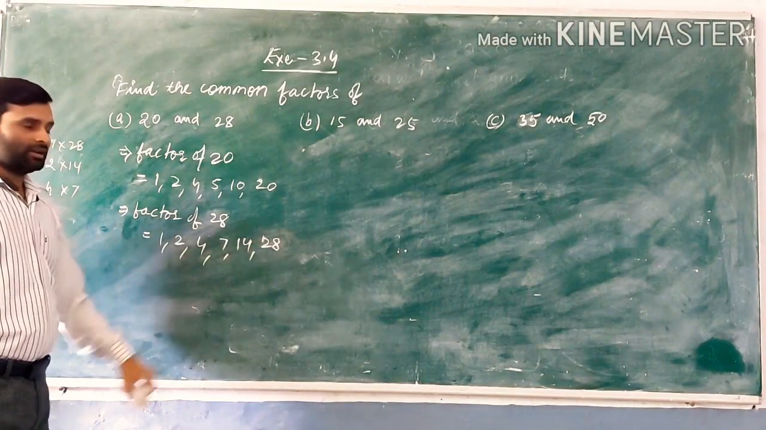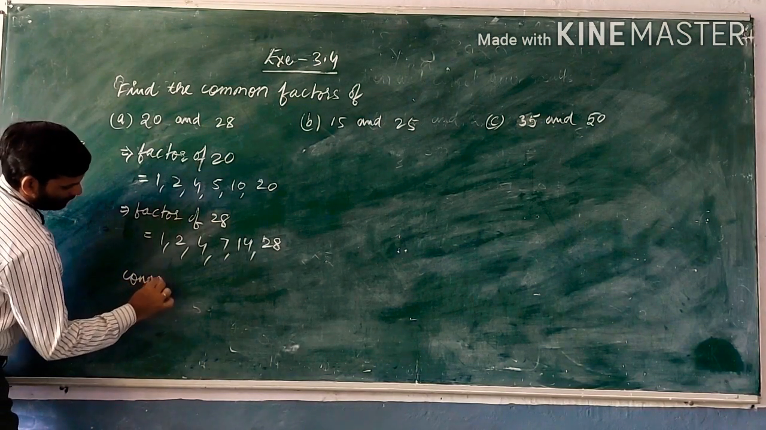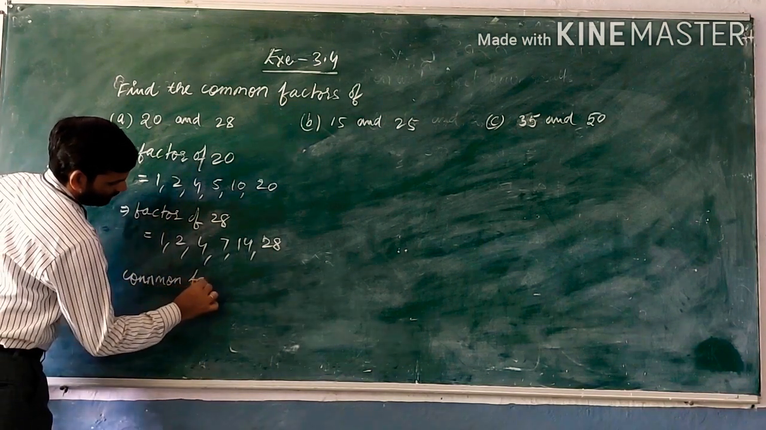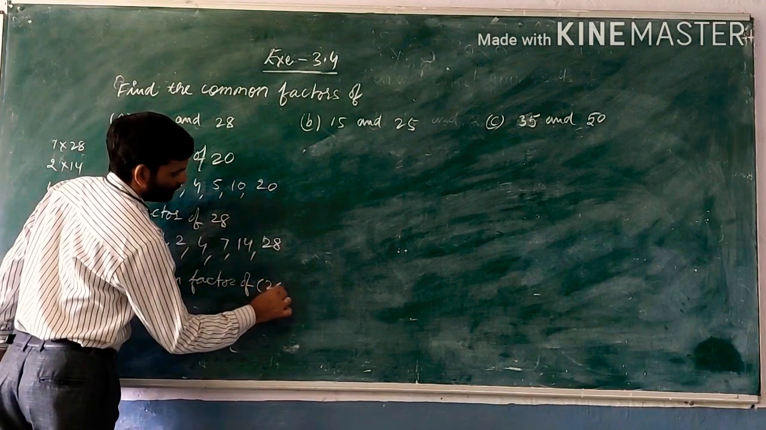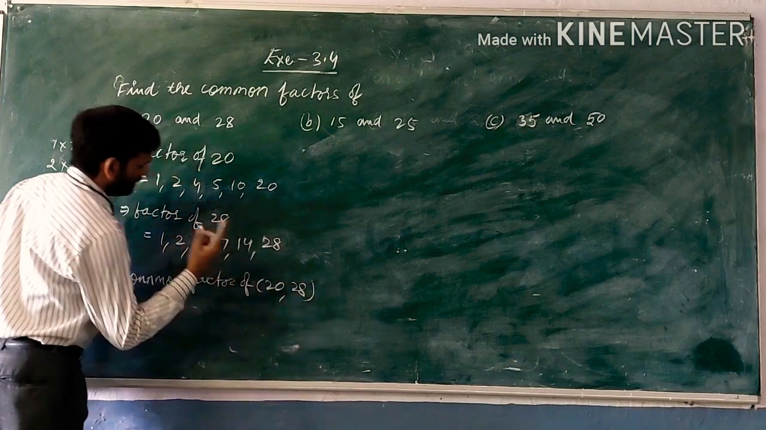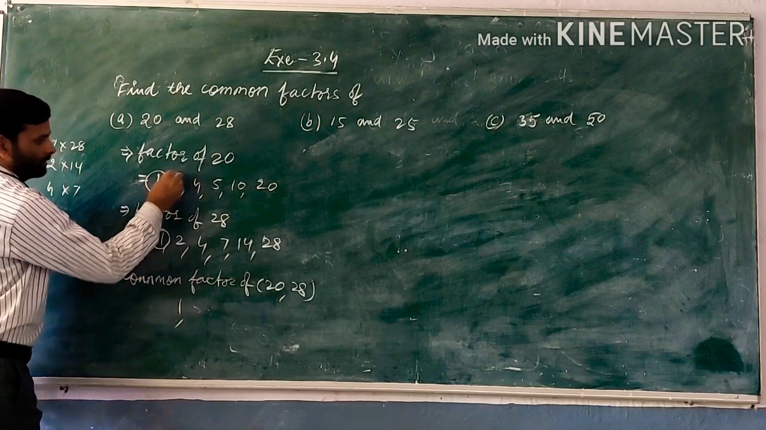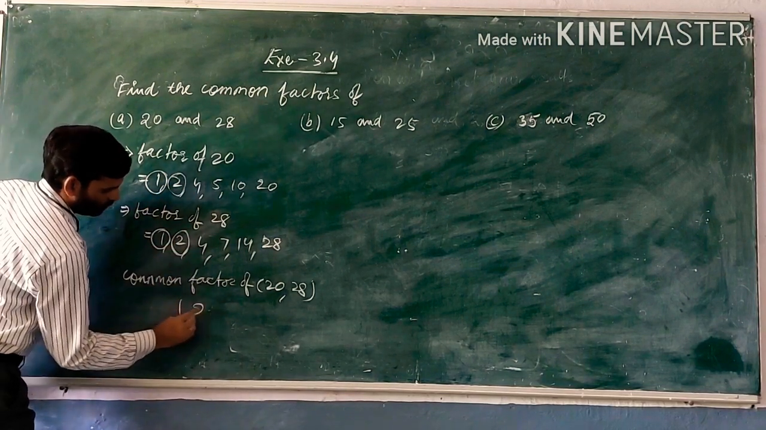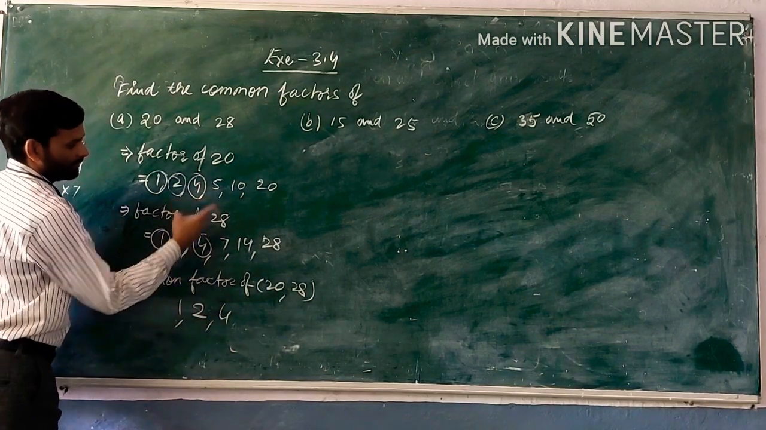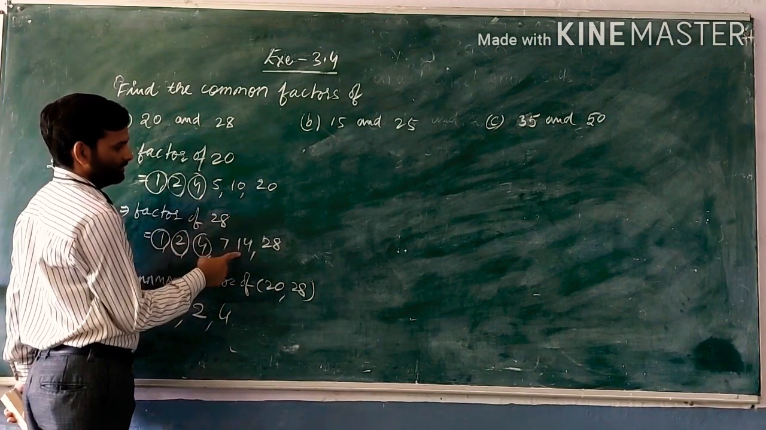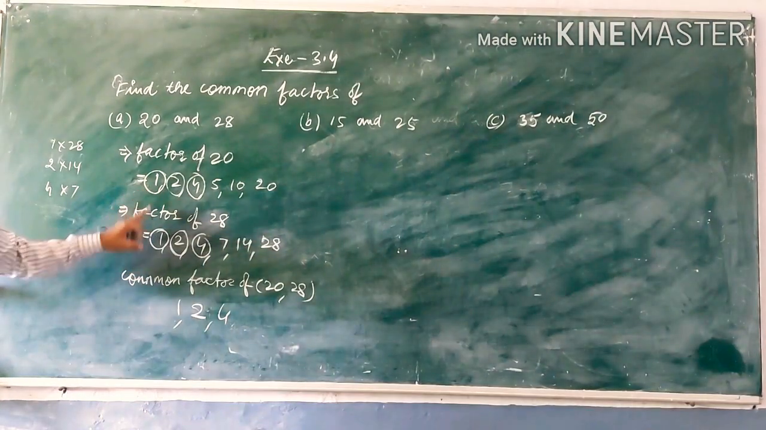14 and 28. We write the common factor of two numbers, 20 and 28. Its common factors are 1, 2, 4. And 5 and 7 are different, 10 and 14 are different, and 20 and 28 are different. So the common factor is 1, a common, right?